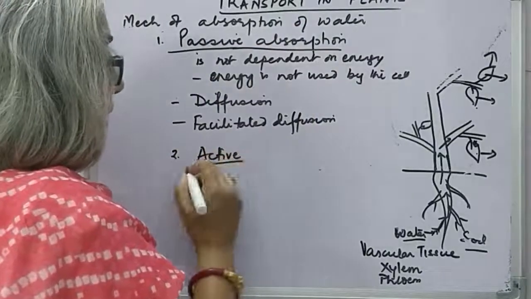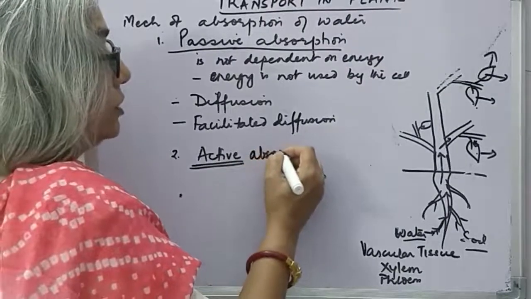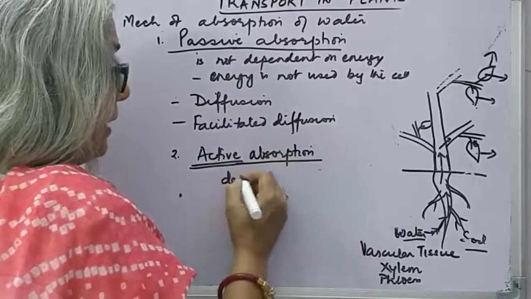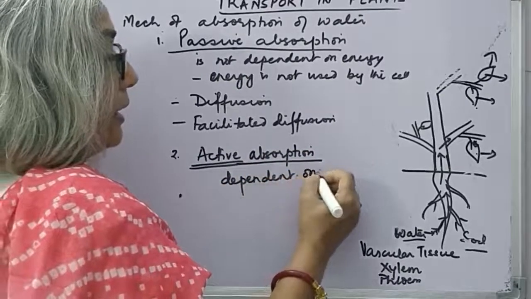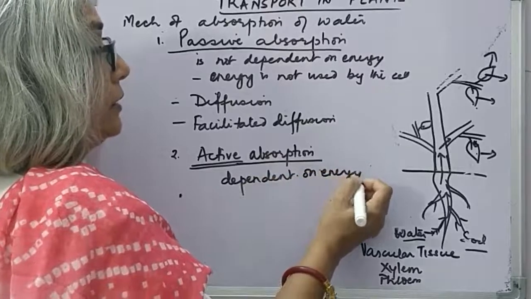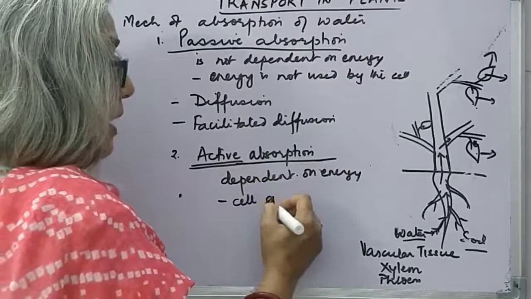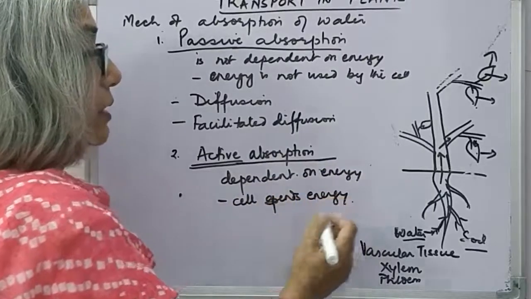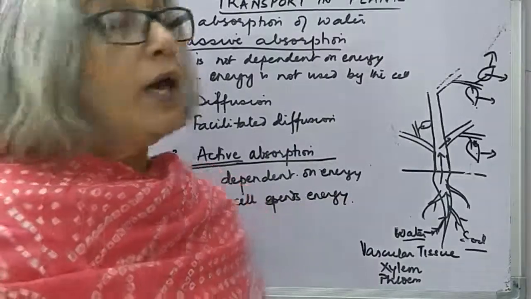As the word itself indicates, active absorption is absorption of water which is dependent on energy. It is an energy dependent process, and the cell spends energy in the absorption of water actively.